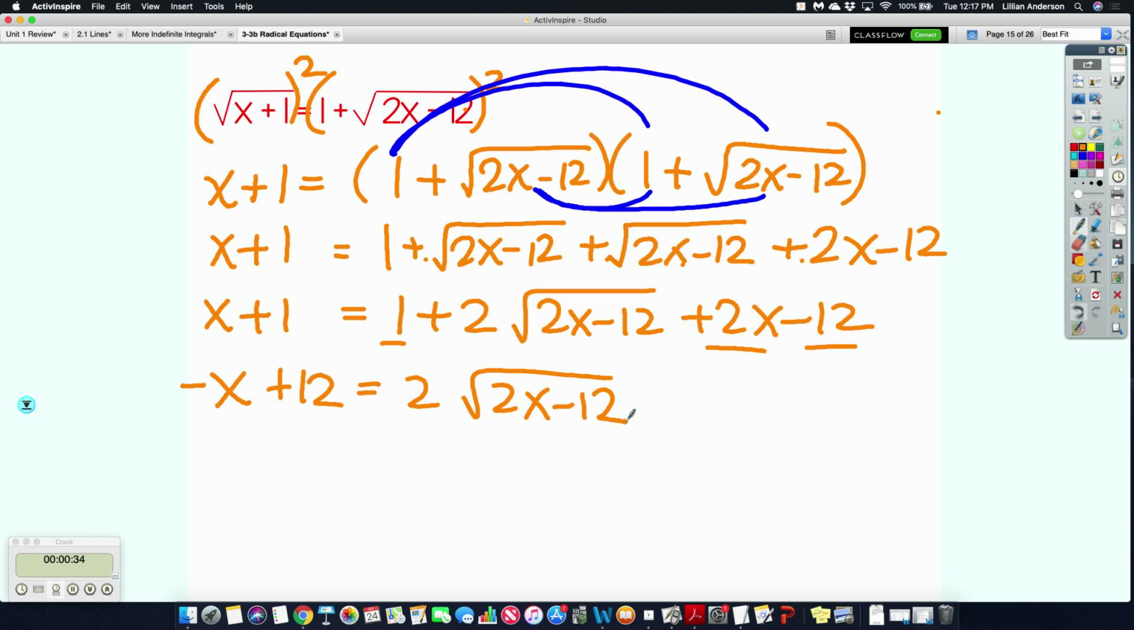Now, raise your hand if you like fractions. Okay. Then don't divide both sides by 2, because then you're going to be working with a fraction. Okay? And if you don't want to work with a fraction, leave the 2 there. Okay? But we can, at this point, square both sides. Okay? We have to square all of both sides.